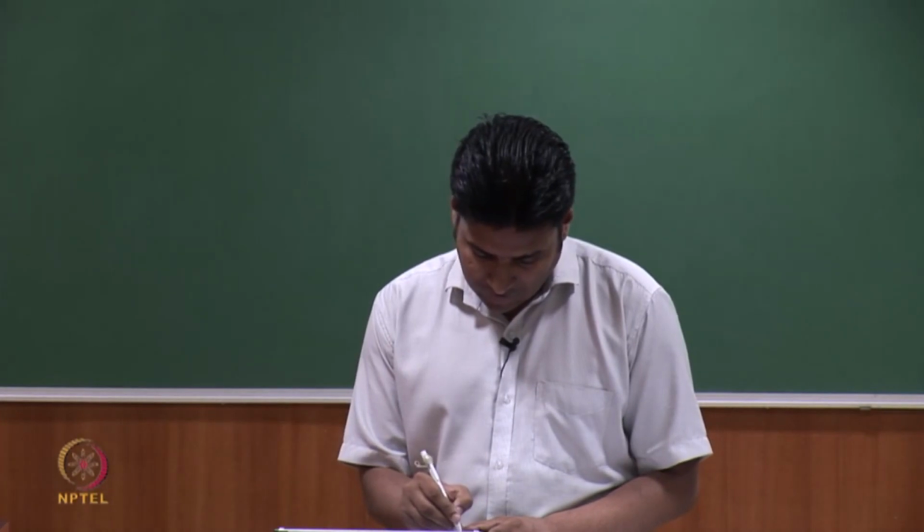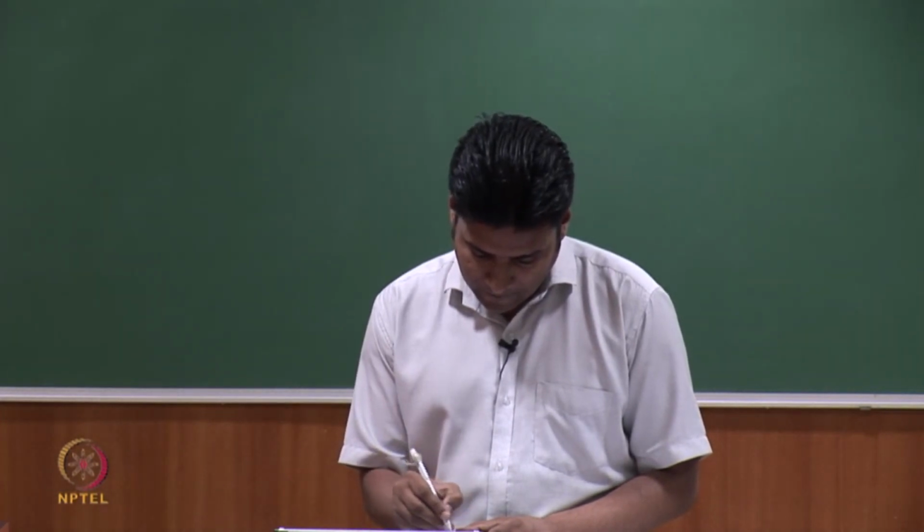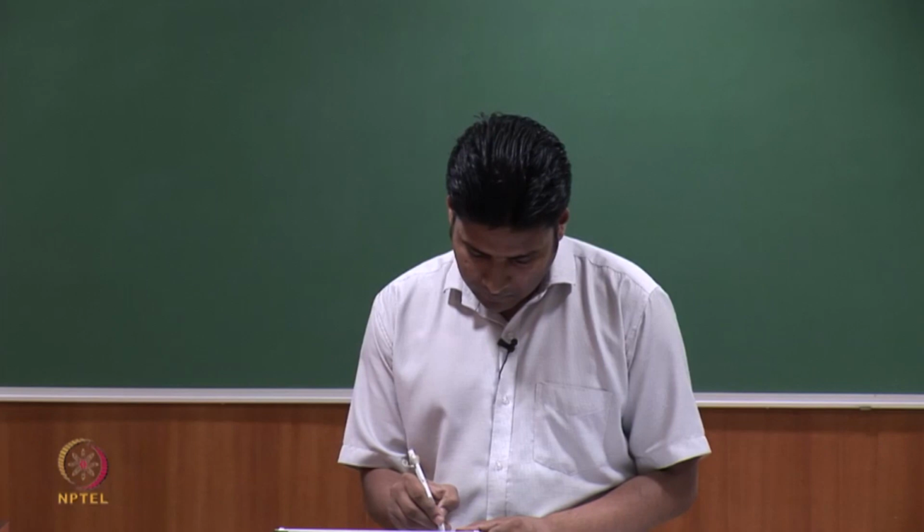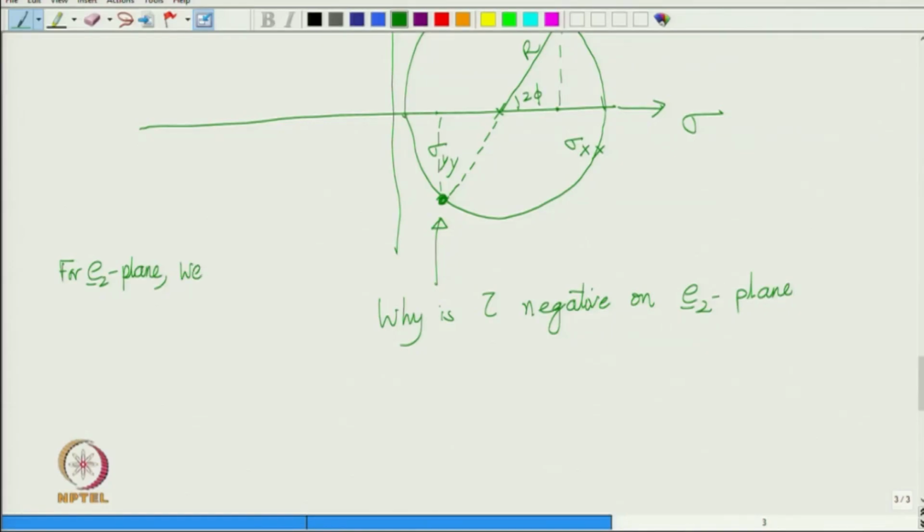So, I will write here for E2 plane, we rotate by 180 degree clockwise, and then the question comes, why is tau negative on E2 plane? So, you have to go and look at your convention.